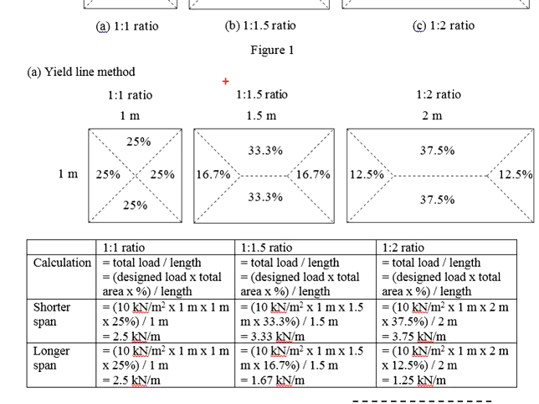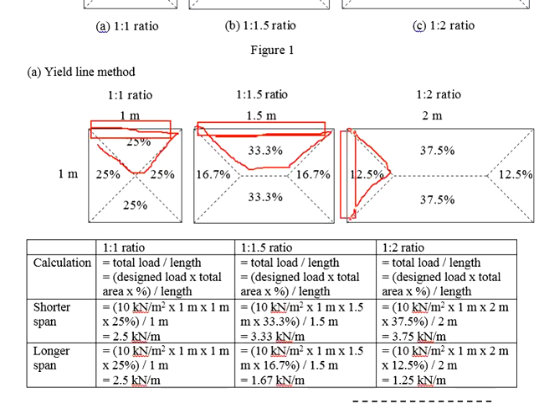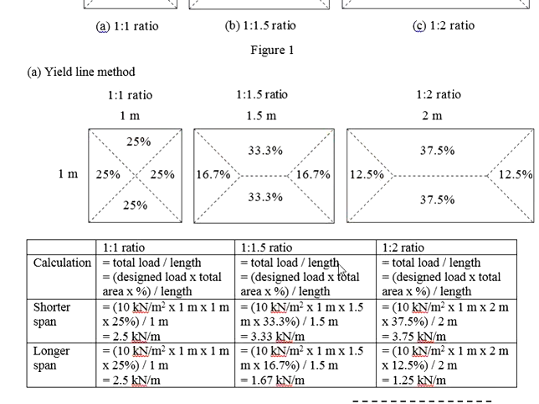When the aspect ratio is 1:1.5, there will be regions of triangles and trapezoid. Same goes for the aspect ratio 1:2. This shall be the areas of the loads to be taken by the nearest beam. That means the loads of this area shall be taken by the beam here. The loads of this area shall be taken by the beam here. The loads of this area shall be taken by the beam here, and so on and so forth.